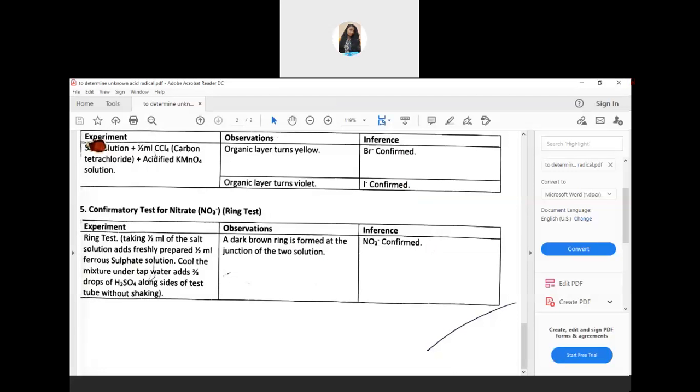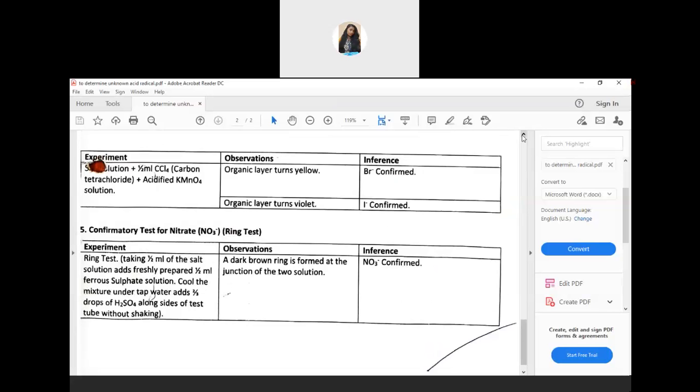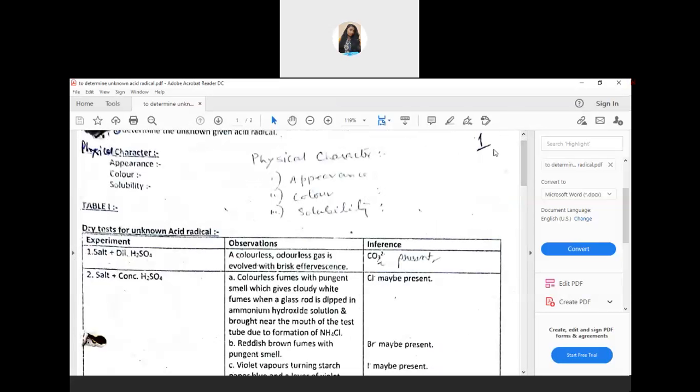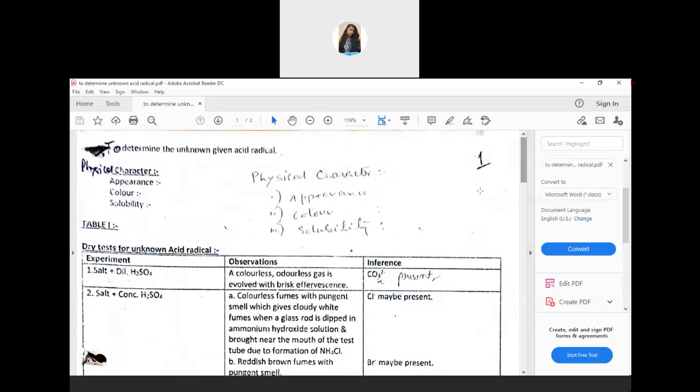So I am going to discuss the fifth experiment. I am sharing the PDF. Can you see this? I made this PDF file from Pixar. I took pictures and made the PDF. So the name of this practical experiment is to determine the unknown given acid radical. Okay.